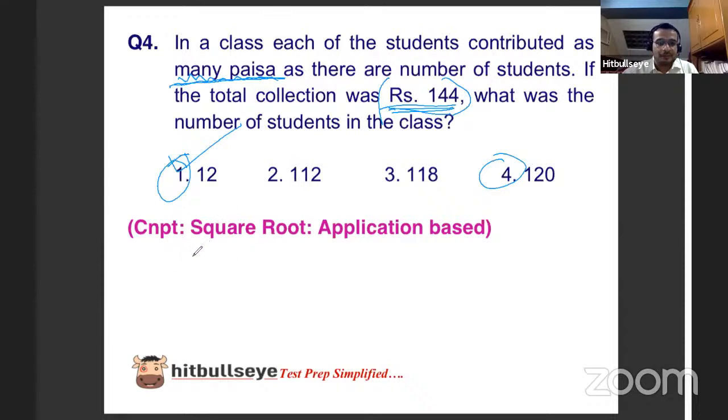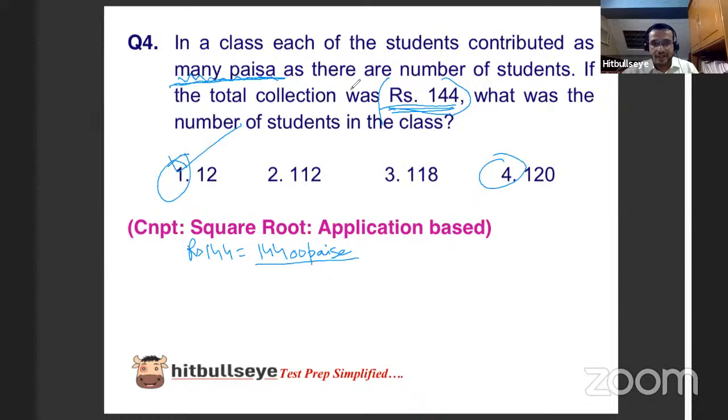So can we do that? I have rupees 144, which is equal to how many paisas? 14400 paise. Now this is my value which I have to evaluate for my number of students.